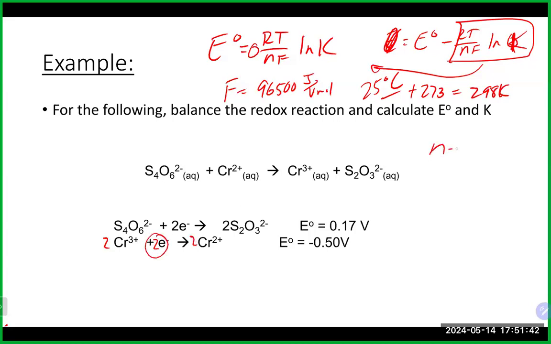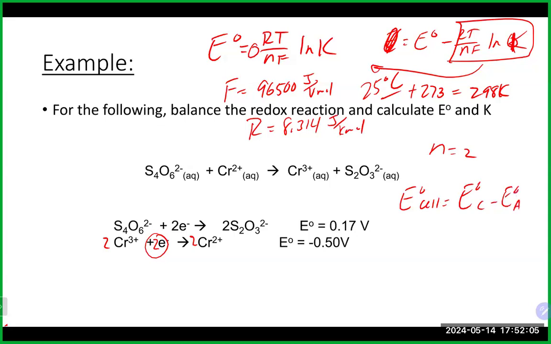So N should equal 2 in this case. Now, R is a constant, which is 8.314. We do want to figure out our E of our cell, which again is our E of our cathode minus our E of our anode.